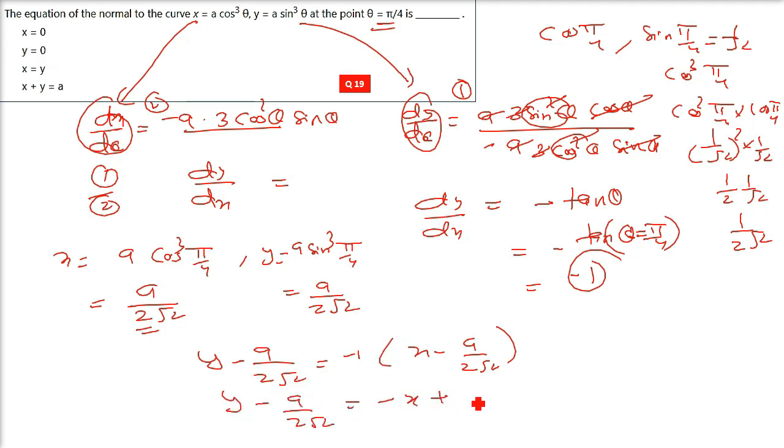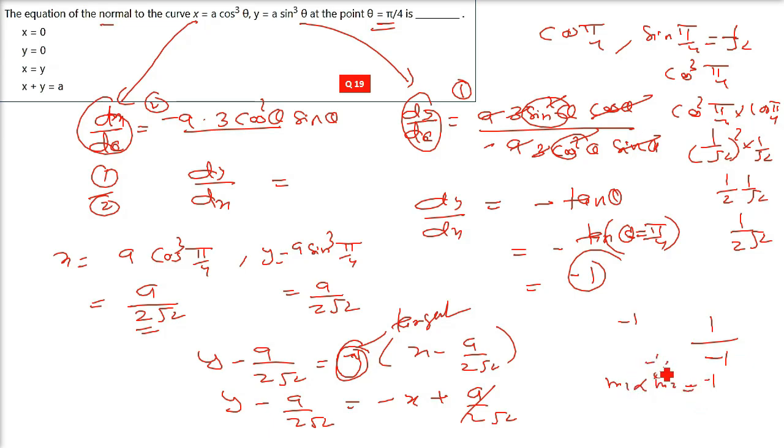The question asks for the equation of the normal to the curve. Normal means you cannot take -1. It has to be +1, because when the normal and tangent slopes multiply, it should give you -1. So -1 into m is equal to -1, so m is going to be equal to 1. It has to be -1 divided by this -1, minus 1 by the value of the orthogonal slope. So that is the mistake I committed.